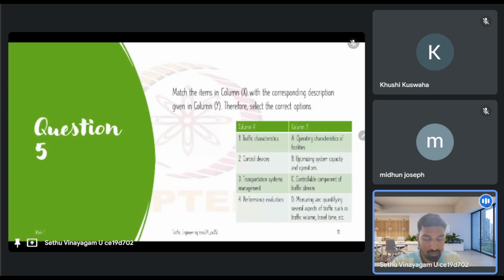Question number 5. We have to match the items in column X with the items in column Y. Column X has traffic characteristics, control devices, transportation systems management, and performance evaluation. Column Y has operational characteristics of the facility, optimizing the system capacity and operations, controllable components of the traffic stream, and measuring and quantifying several aspects of the traffic, such as traffic volume, travel time, etc. And these are the matchings that are given.